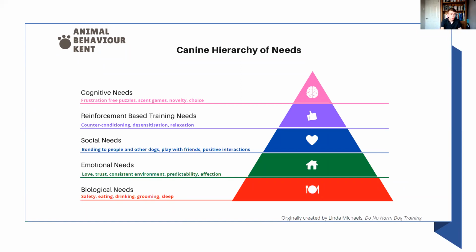At the bottom of this hierarchy, we can see their biological needs. So this is things like being able to feel safe. Being able to feel safe is absolutely key and the biggest first one on there. So even to be able to eat, to be able to drink, to be able to groom, to be able to sleep properly, the dog needs to be able to feel safe. But also, again, making sure the dog's eating properly, making sure the dog's eating in a way that fits its species as well.